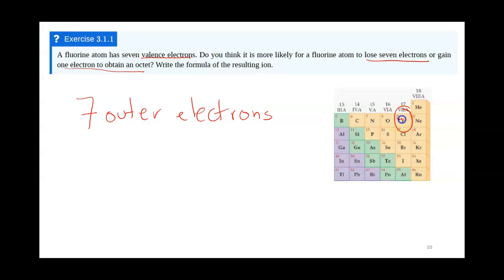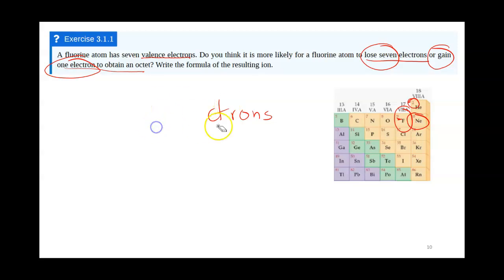So if fluorine with 9 electrons lost 7, then it would have the same electron configuration as helium, which is stable. Or alternatively, it could gain 1 electron, and then it would have 10 electrons like the noble gas neon, and it would also be stable. So when you think about it, it seems much more likely that fluorine will gain 1 electron than it will be for it to lose 7.